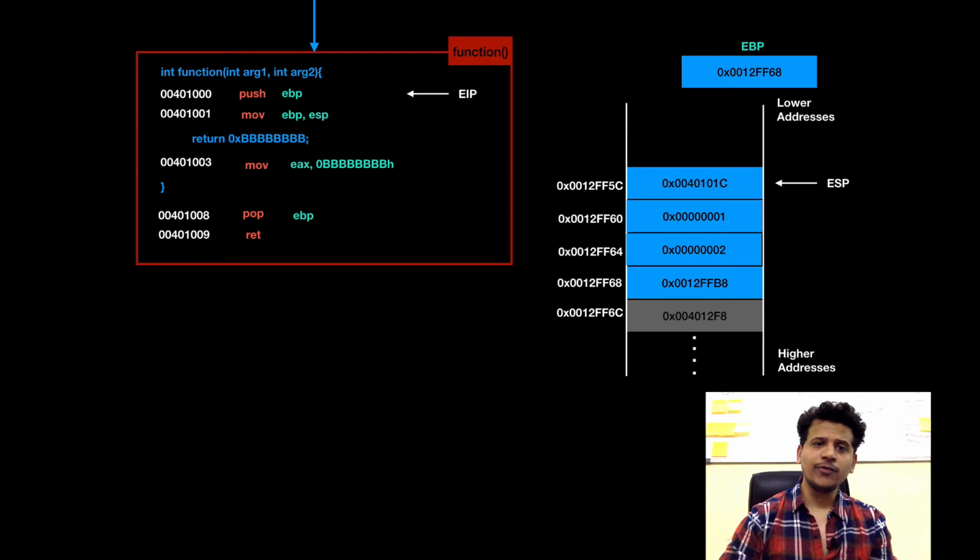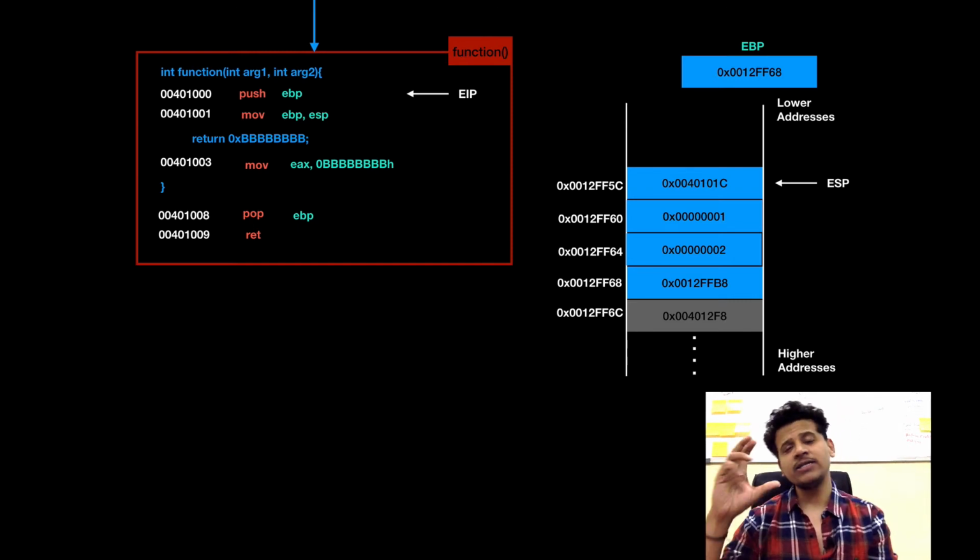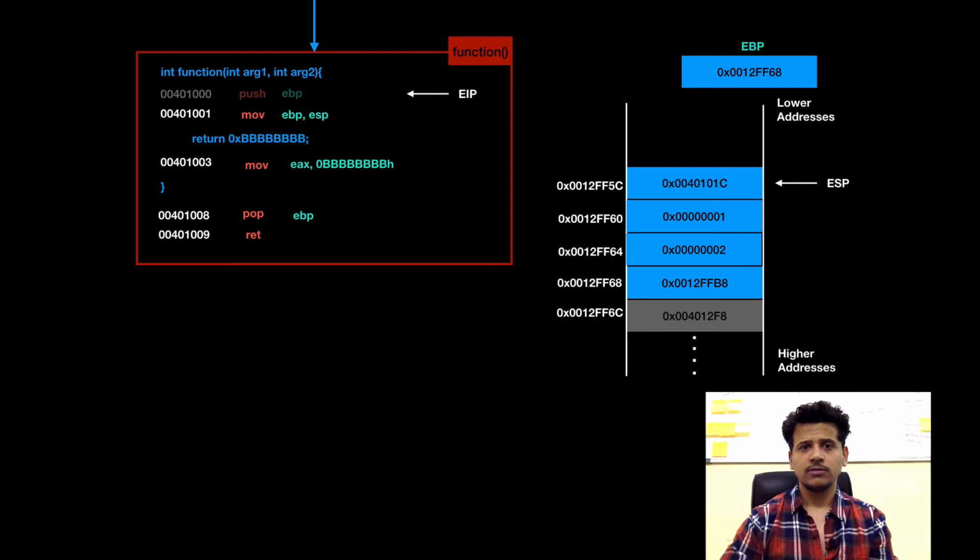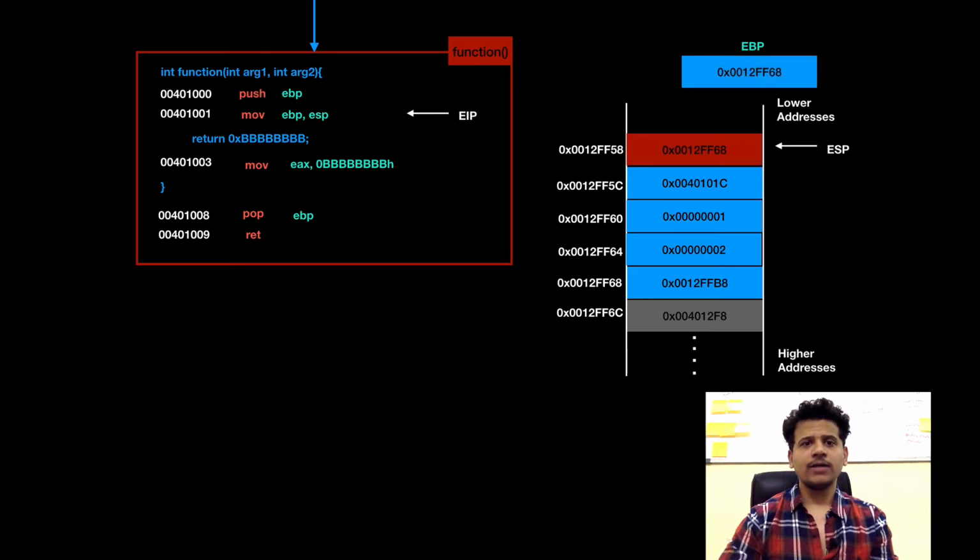Now we are executing from the function. First, EBP will get pushed onto the stack, which contains the main stack frame pointer. After that, we will move ESP into the EBP to start the function stack frame on the stack. So 0012FF8 will get moved into the EBP.